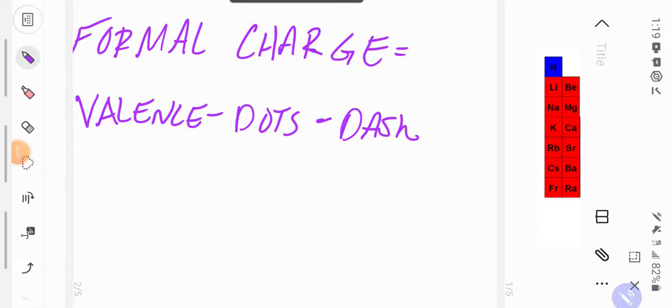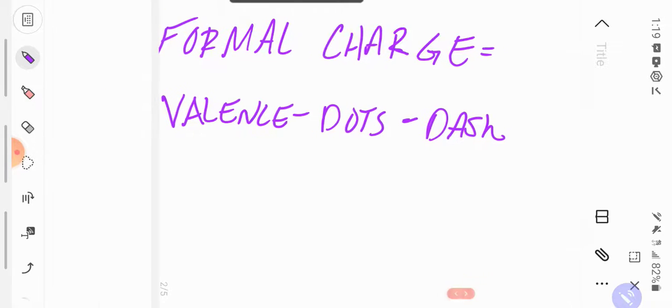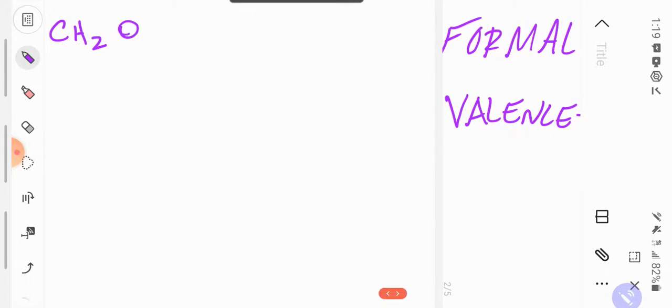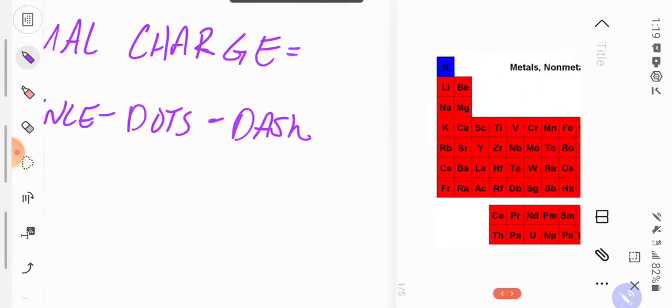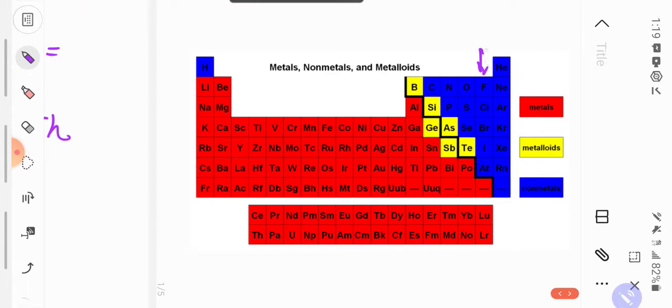Alrighty, for this video we're going to practice how to calculate formal charge using the formula valence minus dots minus dash. And so we'll use this example right here. We have carbon, we have hydrogen, we have oxygen. If we're going to build this molecule, first we've got to figure out who's going in the middle. F right here is the most electronegative. When we build these molecules, we want the least electronegative, but never ever hydrogen, in the middle. So our least electronegative is going to be furthest from F. And again, we never put hydrogen in the middle. So in this case, it's going to be carbon.